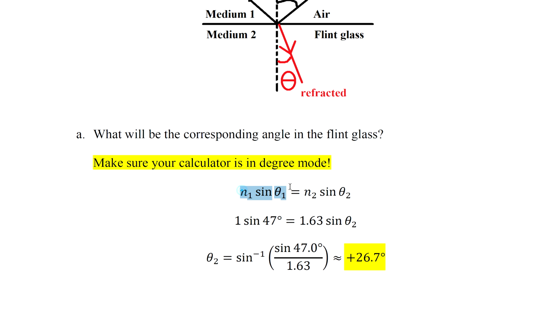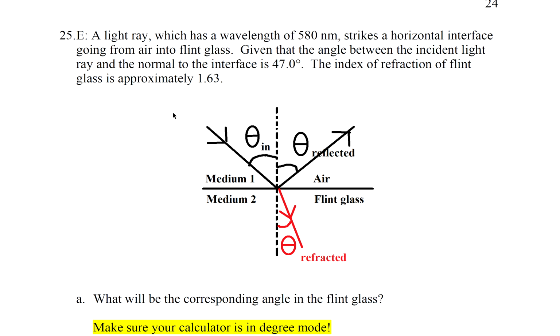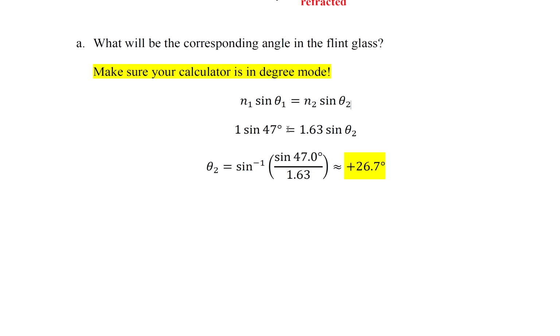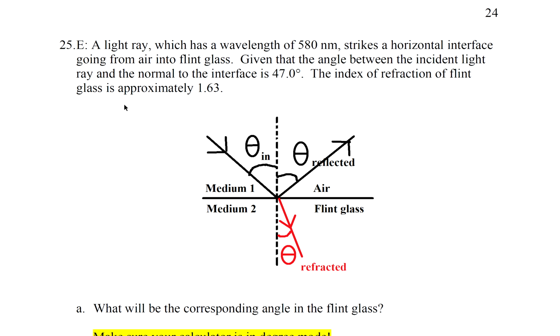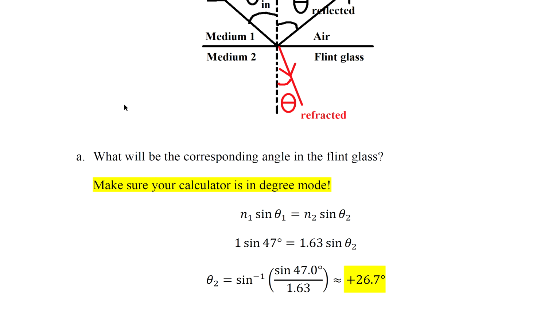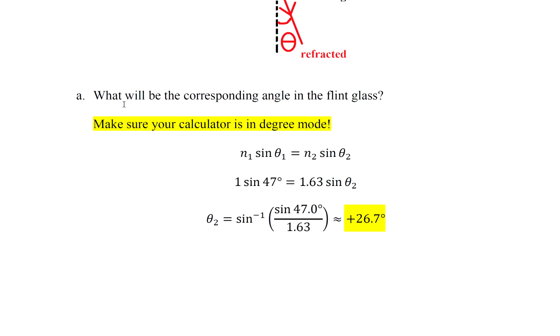So n1 sine theta 1 equals n2 sine theta 2. We know little n in air is about 1. And we were given that little n in flint glass, the index of refraction, is 1.63. We were given theta 1, so we could solve for theta 2. Make sure your calculator is in degree mode.